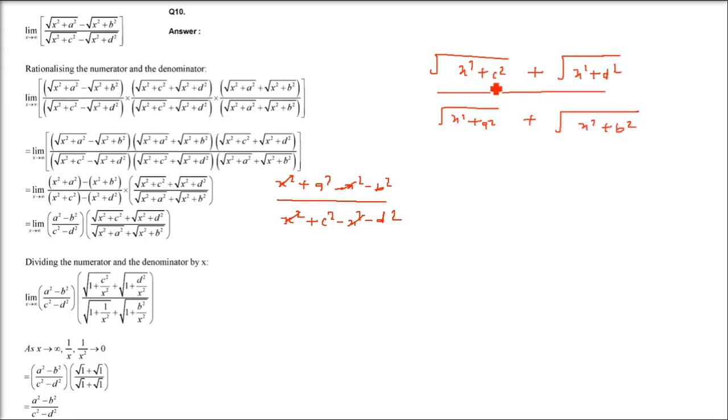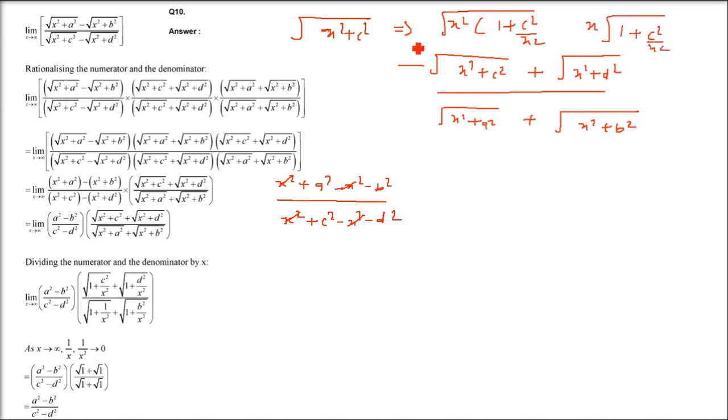I'll take one of these and tell you what we are doing. We have to divide all the terms, numerator and denominator, by x. That is, you are taking x out of the under root. So you have x square plus c square here. Take x square out, you have 1 plus c square by x square under root. Now x you can take outside, and you have 1 plus c square by x square.